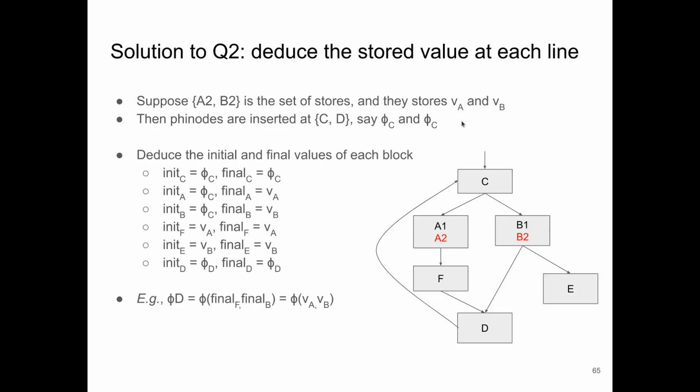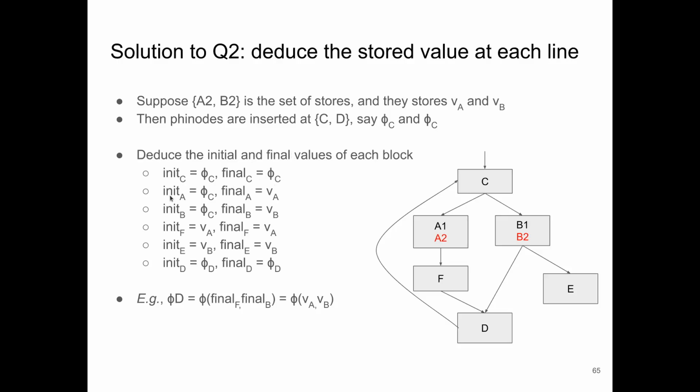So in block C, the initial value stored at the location X should be phi C, because a phi node is inserted and it is meant to have the value stored in the location. So we know that when you load a value from X, then it should be the same as this phi C. And the final value is also phi C because there's no store inside this block C. So the initial value should be preserved at the end of the block.